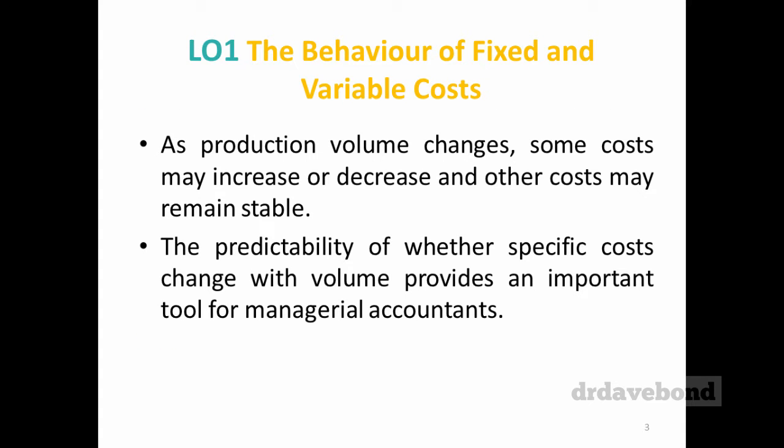Which brings us to the last point: the behavior of fixed and variable costs. This is about how a cost moves when activity changes. We could be talking about a physical product, a service product, an event, festivals, or a whole range of things. So think about what is something which will move as activity changes and something which won't.